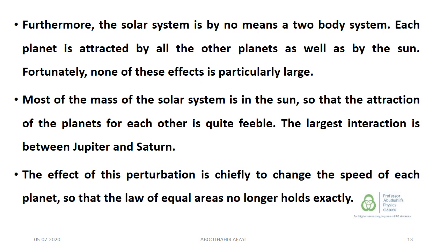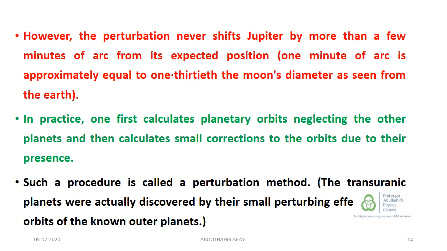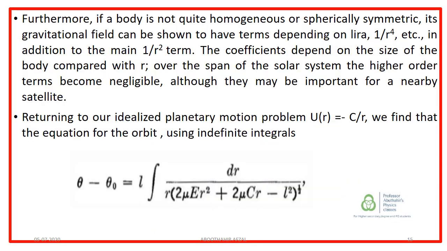So what happens is that all these perturbations due to the other planets change the speed of the planet, and the law of areas will also not hold good. Even though there are perturbations, they don't shift Jupiter by more than a few minutes of arc when one calculates the planetary orbits. Please read this slide for more understanding.